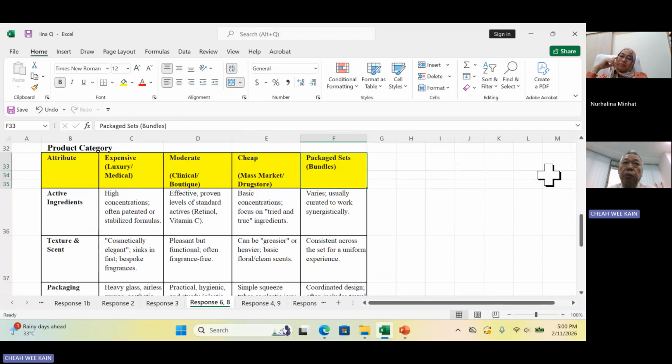What does that mean? That means when you start the business, you must be very clear about which segment you want to do because it's very difficult to move to another segment.